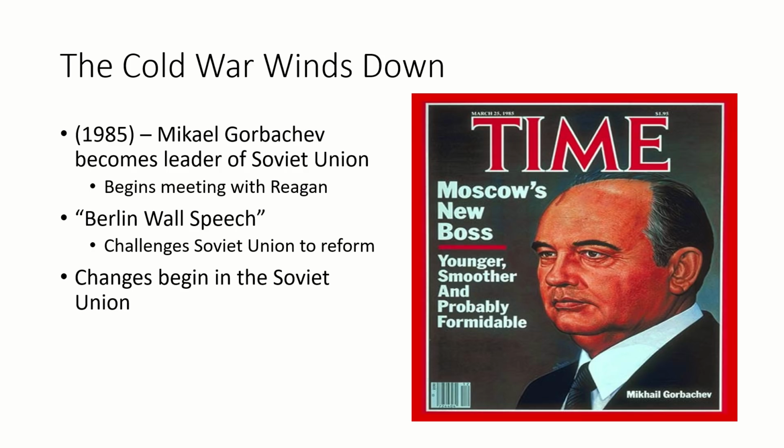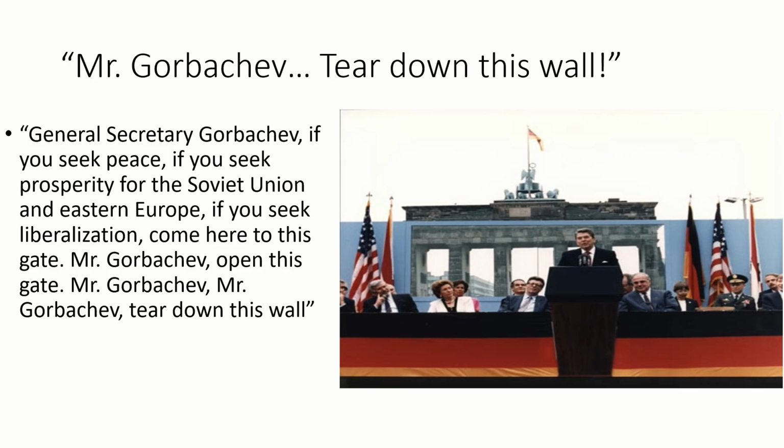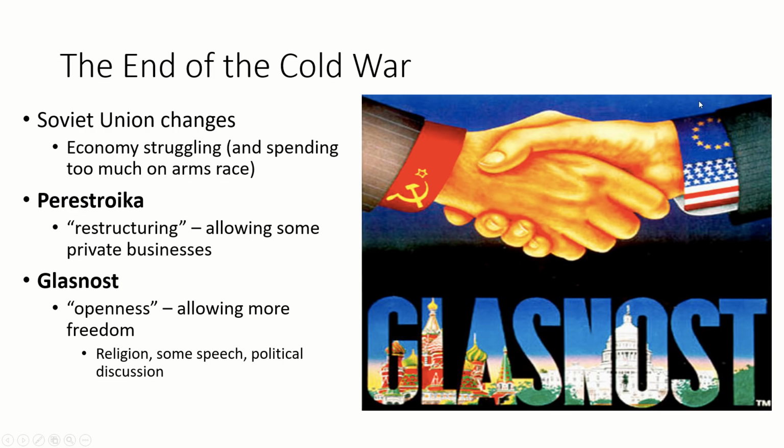And a new leader, Mikhail Gorbachev, became the leader of the Soviet Union, and he began meeting with Reagan. And in all of these meetings, Ronald Reagan kept pushing the Soviets and putting pressure on them to reform, to tear down the Berlin Wall, to open up the country to the West. And so the Soviet Union, because it was struggling with its economy, spending too much money on its military, began to collapse under its own weight. And so they tried a couple of reforms that ended up leading to the end of the Soviet Union.